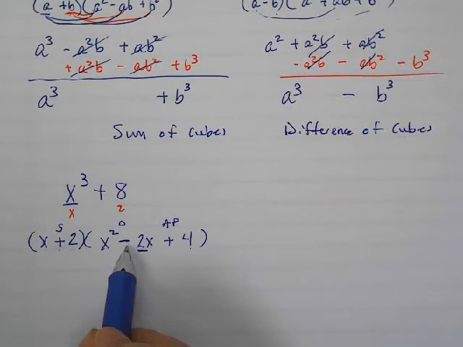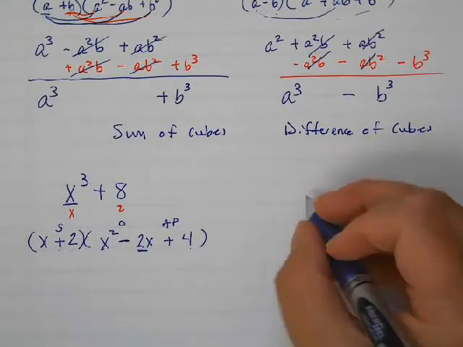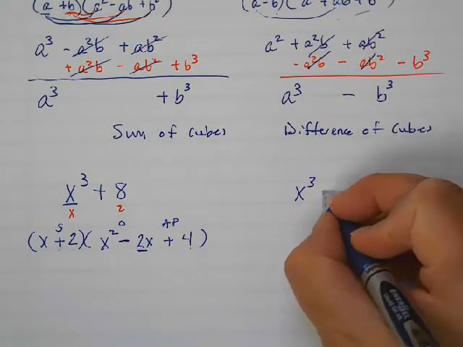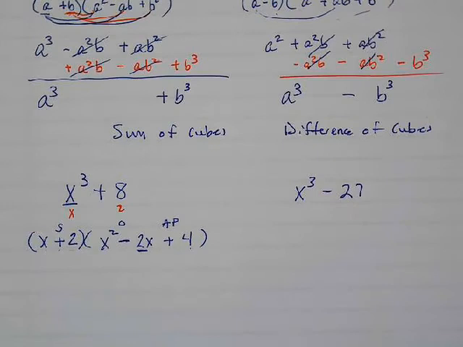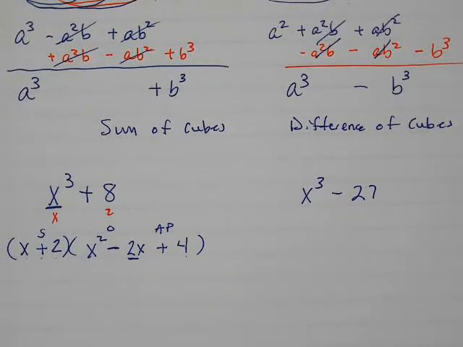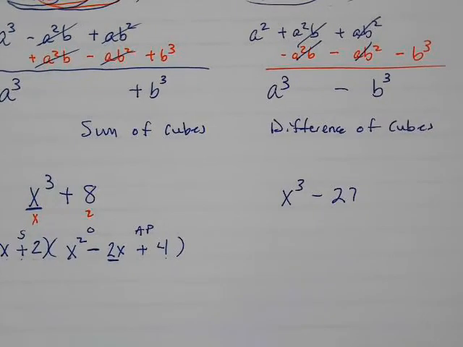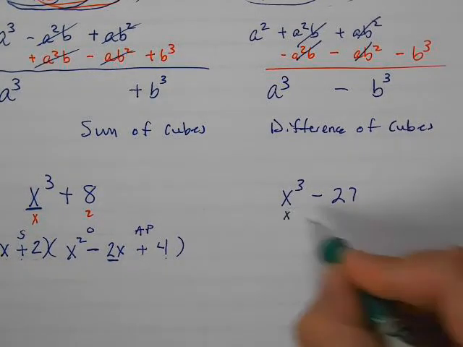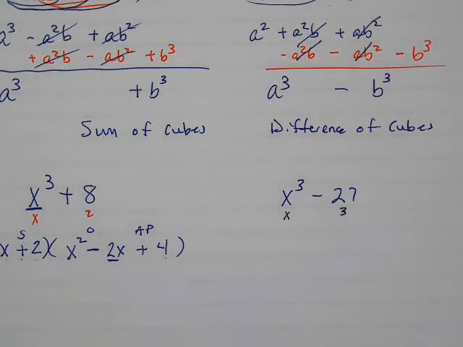The same, the opposite, always positive. Let's do another one. Let's try x cubed minus 27. So I have to decide first of all, is this a sum or difference of cubes? The answer is yes. The thing I'm cubing here is x. The thing I'm cubing here is 3, because 3 times 3 times 3 is 27.